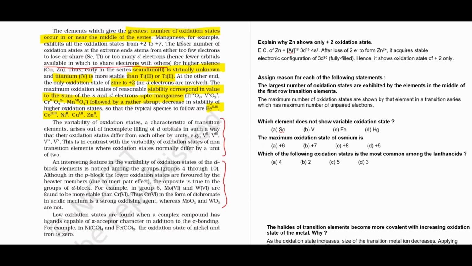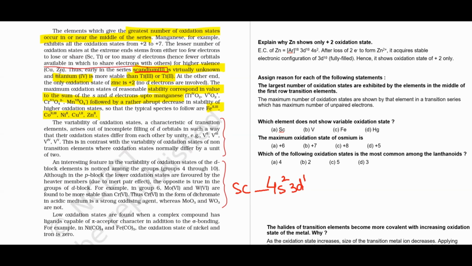Why are a lesser number of oxidation states present towards the extremes? The reason for this is either too few electrons or too many d electrons with fewer orbitals available in which to share electrons with others. So these lines give you the answer why the extremes have fewer oxidation states, but in the middle we have maximum oxidation states. For the same reason, scandium +2 is virtually unknown. Scandium is 4s2 3d1; this is the configuration of scandium. So it prefers to lose all, hence giving us the +3 oxidation state.